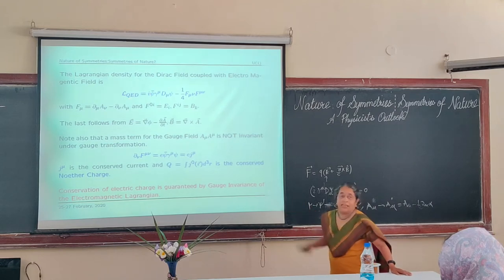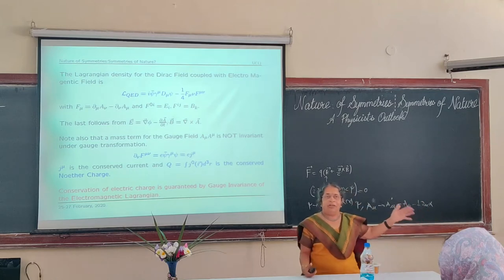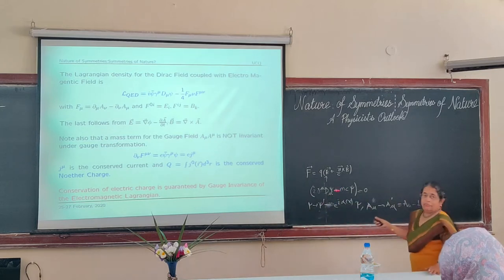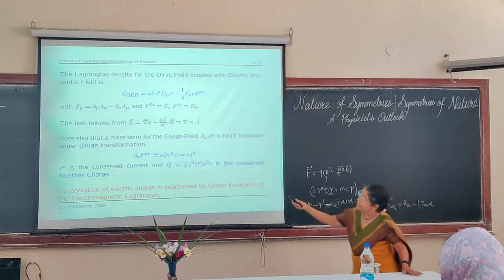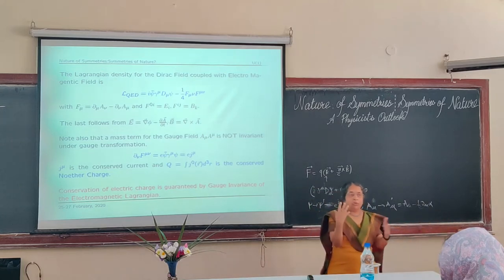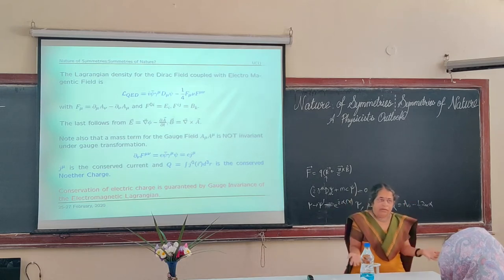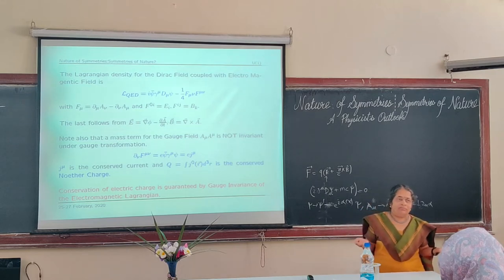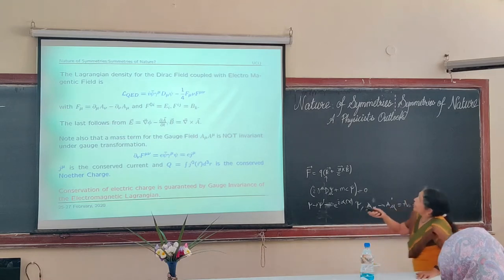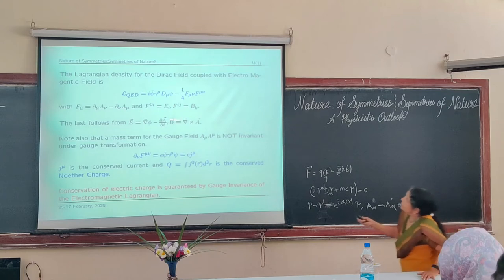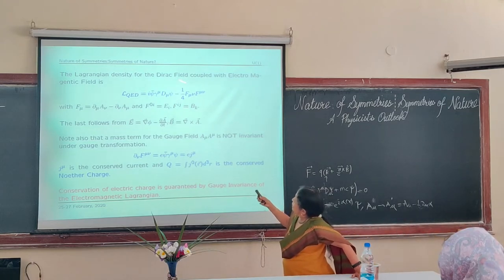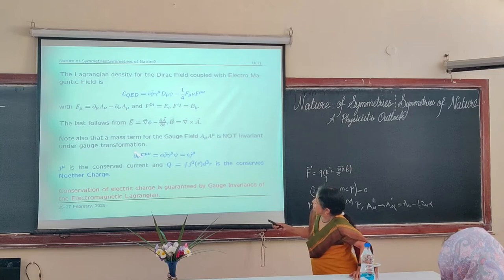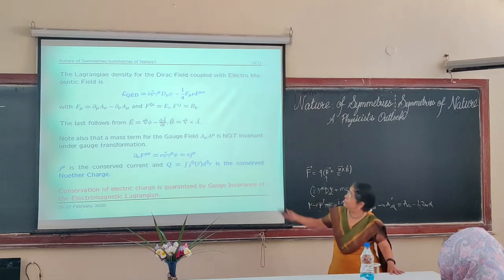When I do a variation of this Lagrangian density, like I did yesterday by deriving Euler-Lagrange equations, starting from the Lagrangian I will get an equation of motion. In the class yesterday, I took a Lagrangian which was m x dot squared over two, and by variation I got Newton's law. That's what you will do. And here again you can get these equations starting from here. By variation you will get this equation of motion for the fermion field, and this equation of motion for the electromagnetic field.